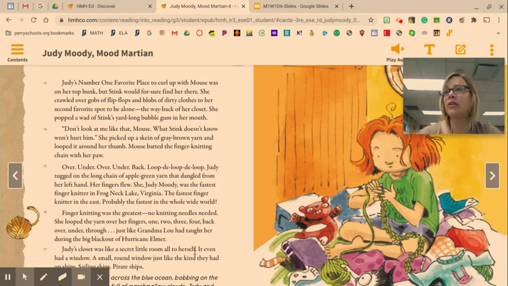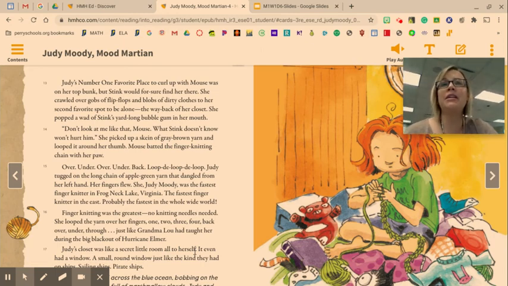The ship sailed across the blue ocean, bobbing in the waves under a sky full of marshmallow clouds. Judy and Mouse rocked back and forth as the ship's hammock swung in the breeze until the ship hit a giant wave and, "Mouse overboard!" Judy tossed her chain of knitting to Mouse. She felt a tug on the line.